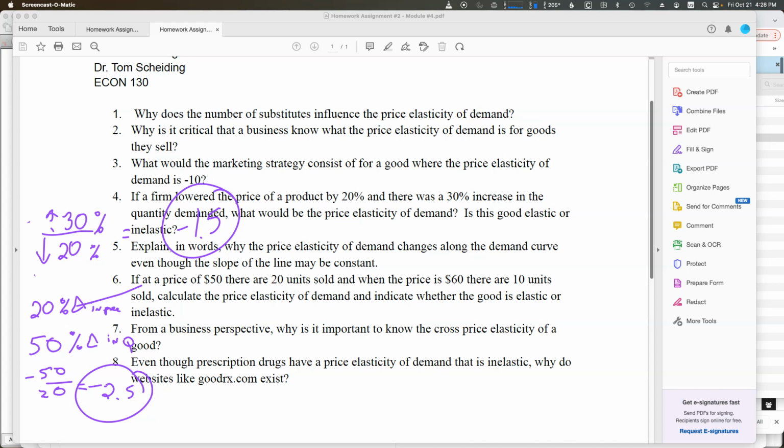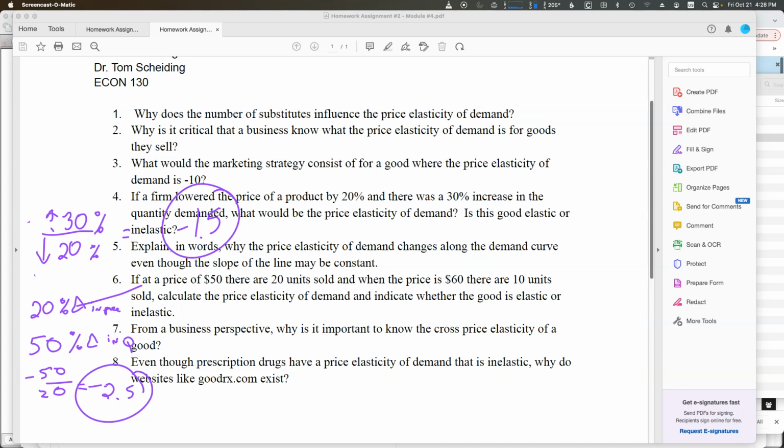And then finally, number 8. Even though prescription drugs have a price elasticity of demand that is inelastic, why do websites like GoodRx exist? What GoodRx does is it allows you to make price comparisons for prescription drugs. Now, why would we do that, right? Essentially, we know that people are going to buy the drugs, but even though the product being sold is inelastic, where you buy it from, you are elastic.